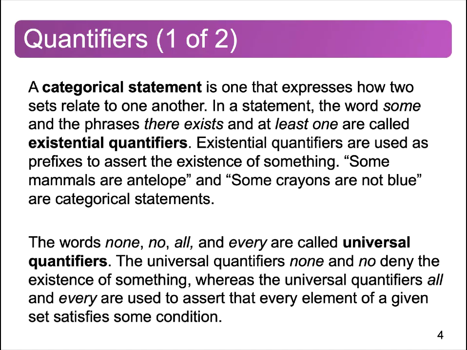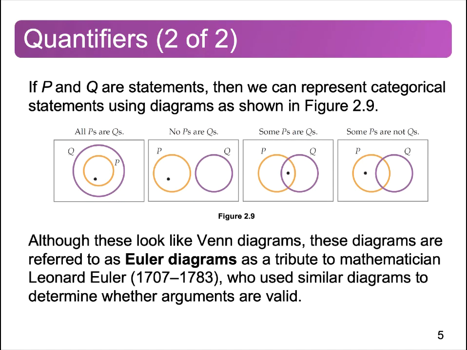Now, we also have these universal quantifiers, and that's like saying none, no, all, or every. So we use none and no when we need to deny the existence of something, and we use the words all or every to say that every element of a given set is going to satisfy a particular condition.